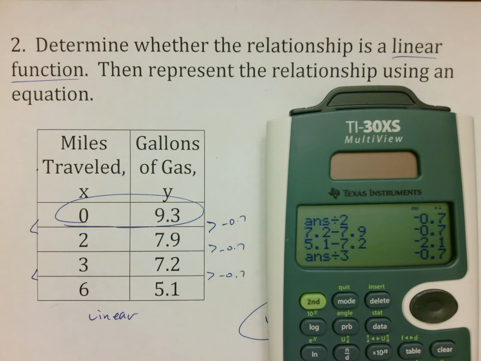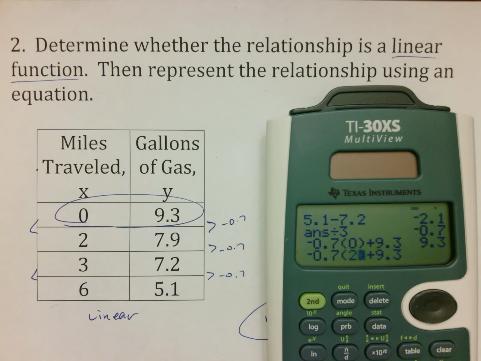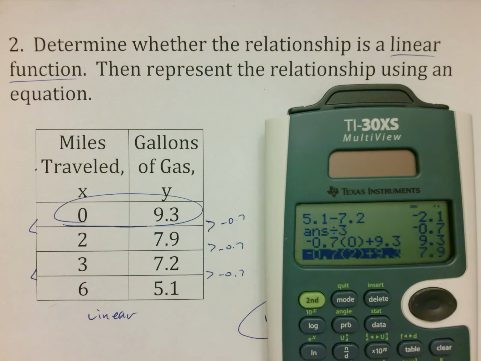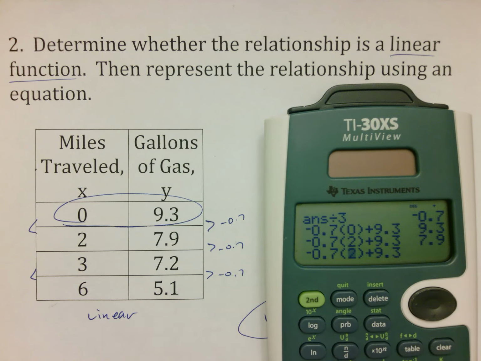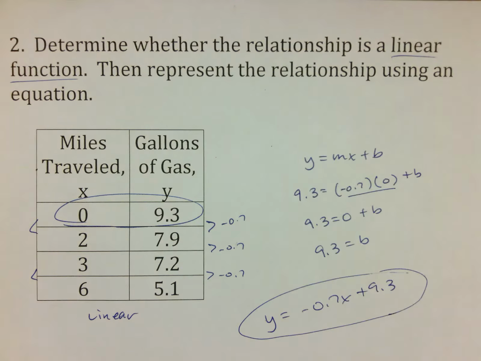So negative 0.7 times 0 plus 9.3 is 9.3. Remember, you can hit up to steal that information. Go back and turn your 0 into a 2. Notice you get the 7.9. And if you can match 3 numbers, then you're probably in good shape. So we're going to try 6 here. And notice that 6 gives me 5.1, so that works like I need it to.